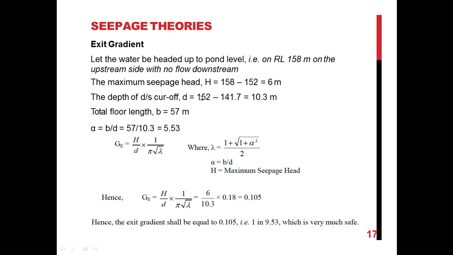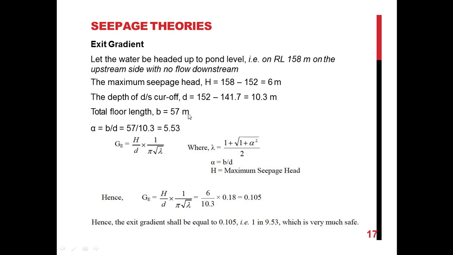Now at the end we will find the value of exit gradient. Let the water be headed up to the pond level, and the reduced level of the pond level is given in figure, which is 158 meter on the upstream side and no flow on the downstream side. The maximum seepage head H is equal to 158 minus 152 equal to 6 meter. The depth of downstream cutoff pile D is equal to 152 minus 141.7 equal to 10.3 meters, and total floor length B is equal to 57 meters.